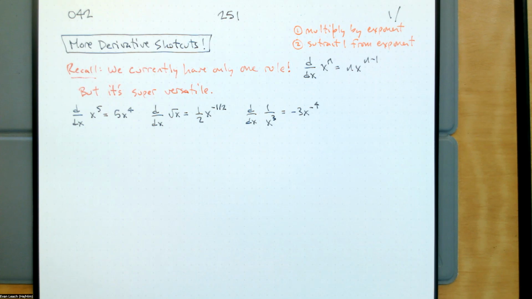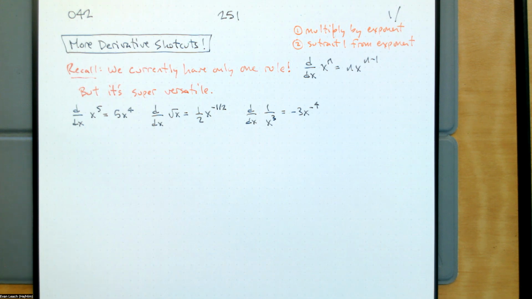Today we want to talk about some more derivative shortcuts. This has jumped all the way to chapter 3. Don't worry about chapter 2. We'll come back to chapter 2. We know what's in chapter 2, it's just rate of change. But I want to be able to find some derivatives quickly using our shortcuts. Right now we have but one rule.